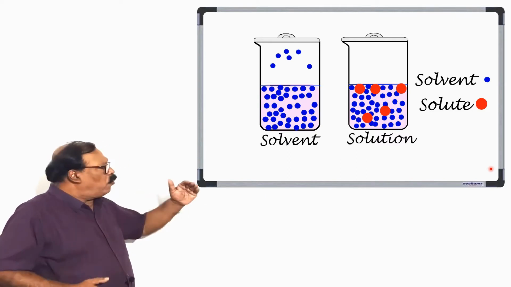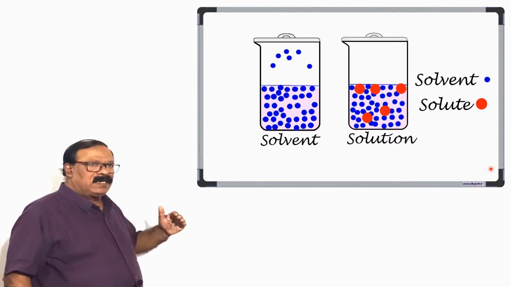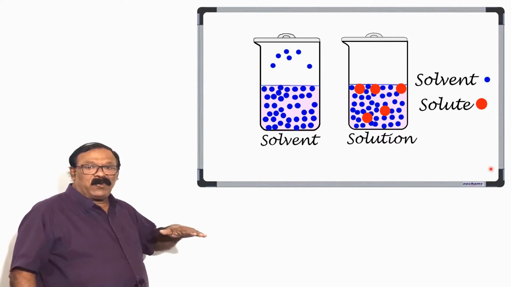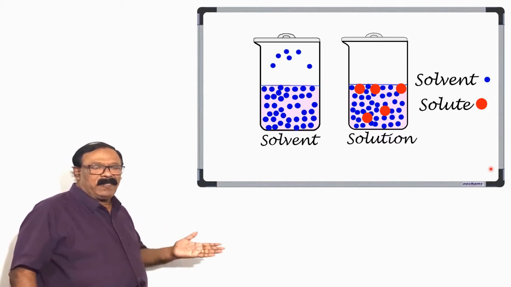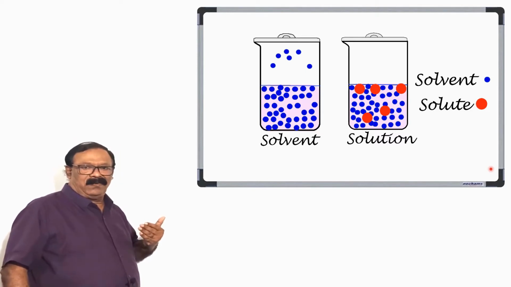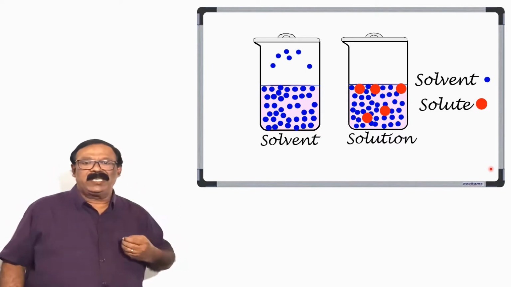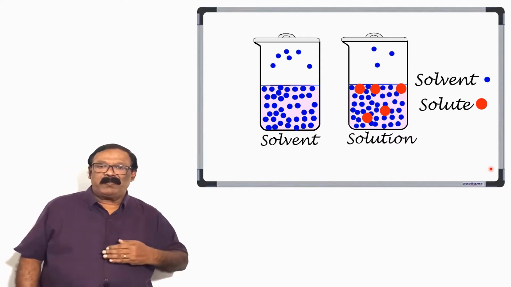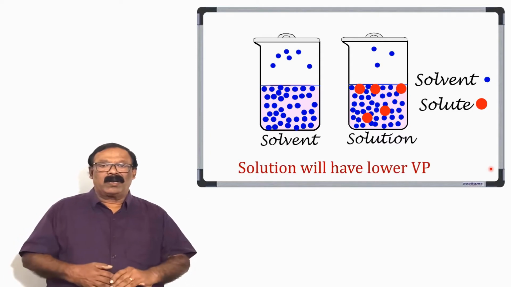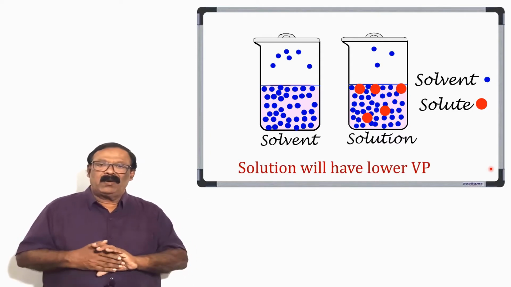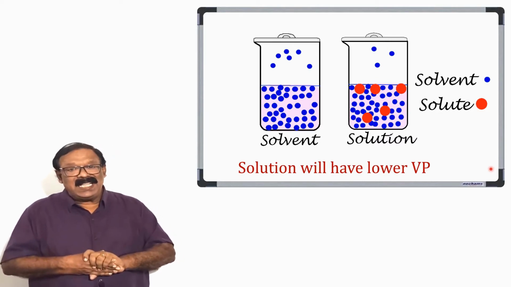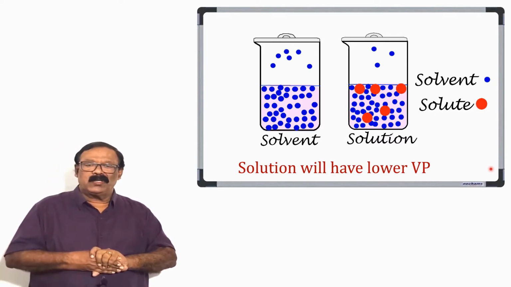In the same way, non-volatile solutes in the solution will prevent some of the liquid molecules from escaping out to the vapor phase. What will be the result of this change? The vapor pressure of the liquid will come down, or a solution always will have a vapor pressure less than that of the pure solvent.